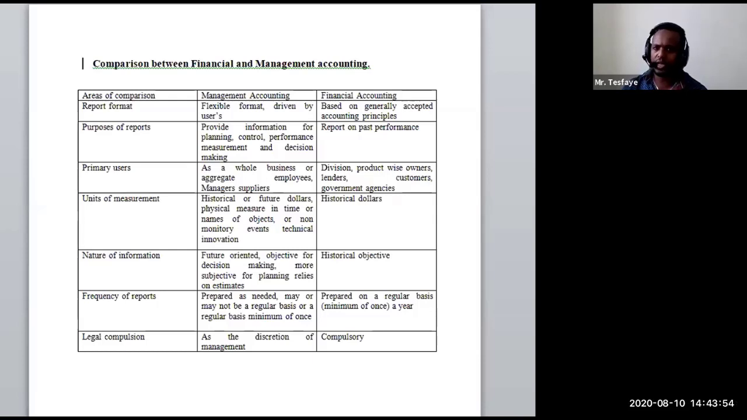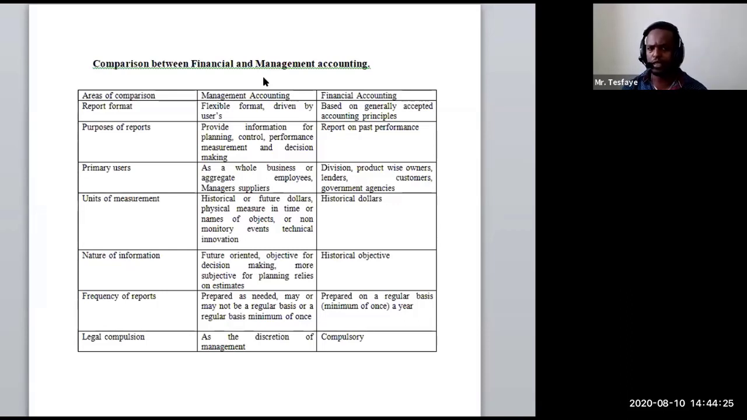When we see financial accounting, it is based on generally accepted accounting principles or IFRS. It depends. It might be GAAP, it might be IFRS, it might be other principles. The main point here is that it is based on rules and some regulation. The format is fixed by some standard-making body.